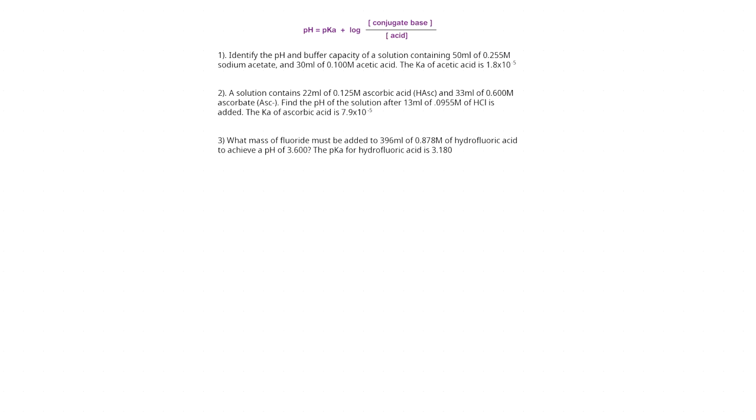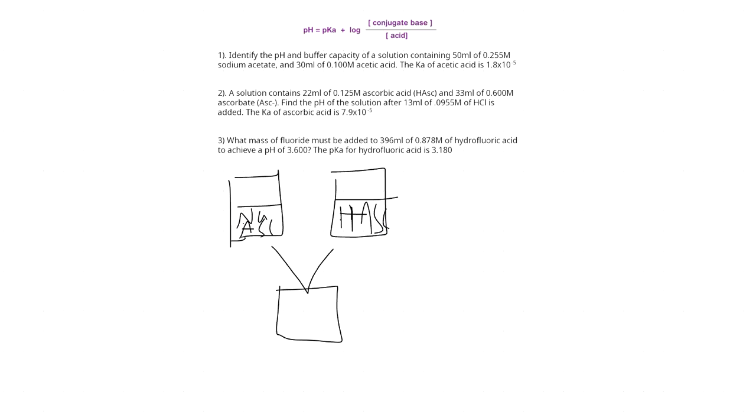And to do this, first, what's going on here is we have two solutions. Let's say this is the sodium acetate, we'll just do ASC for short. And then this one is the acetic acid, we'll do HSC. Okay, so we pour them together to make a new solution. So this one is going to have 50 ml, and this one is going to have 30 ml.